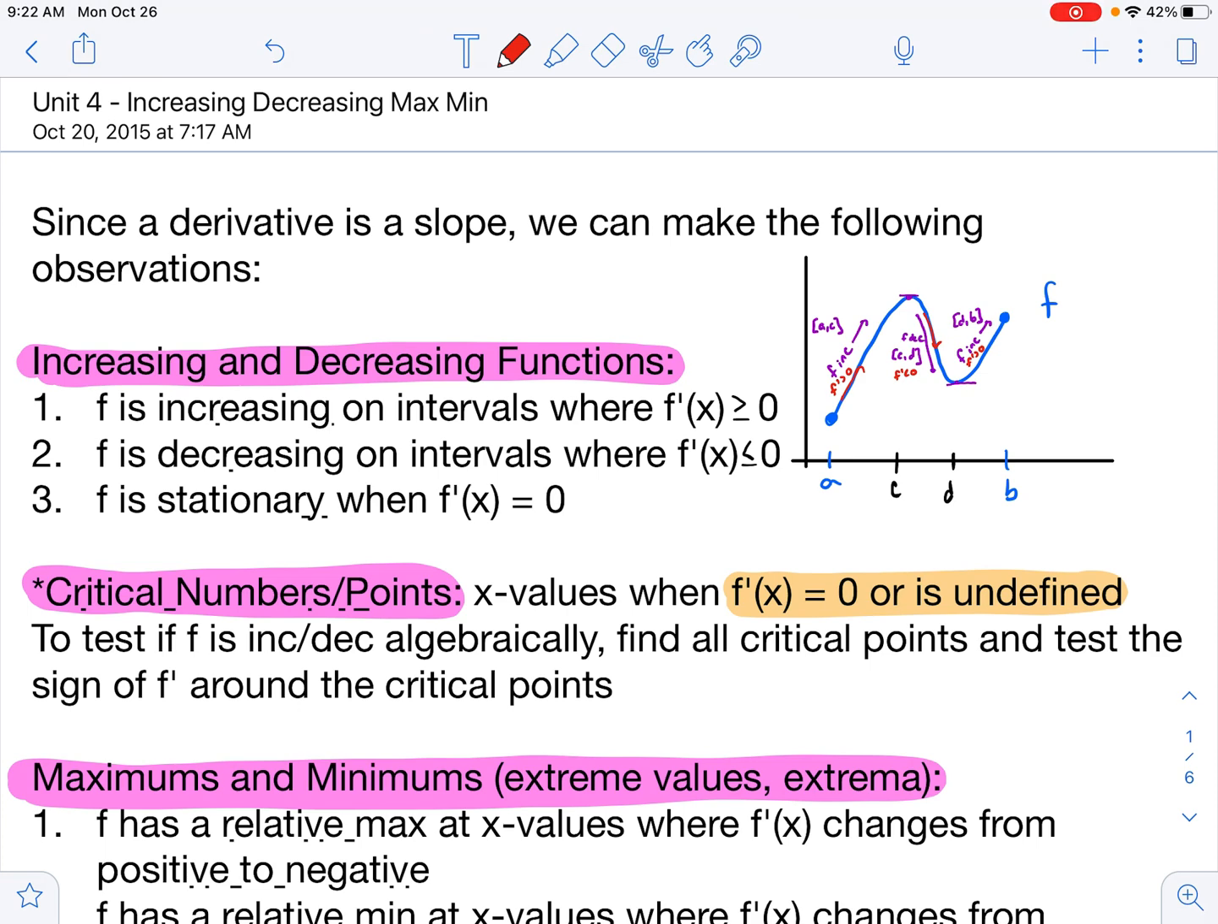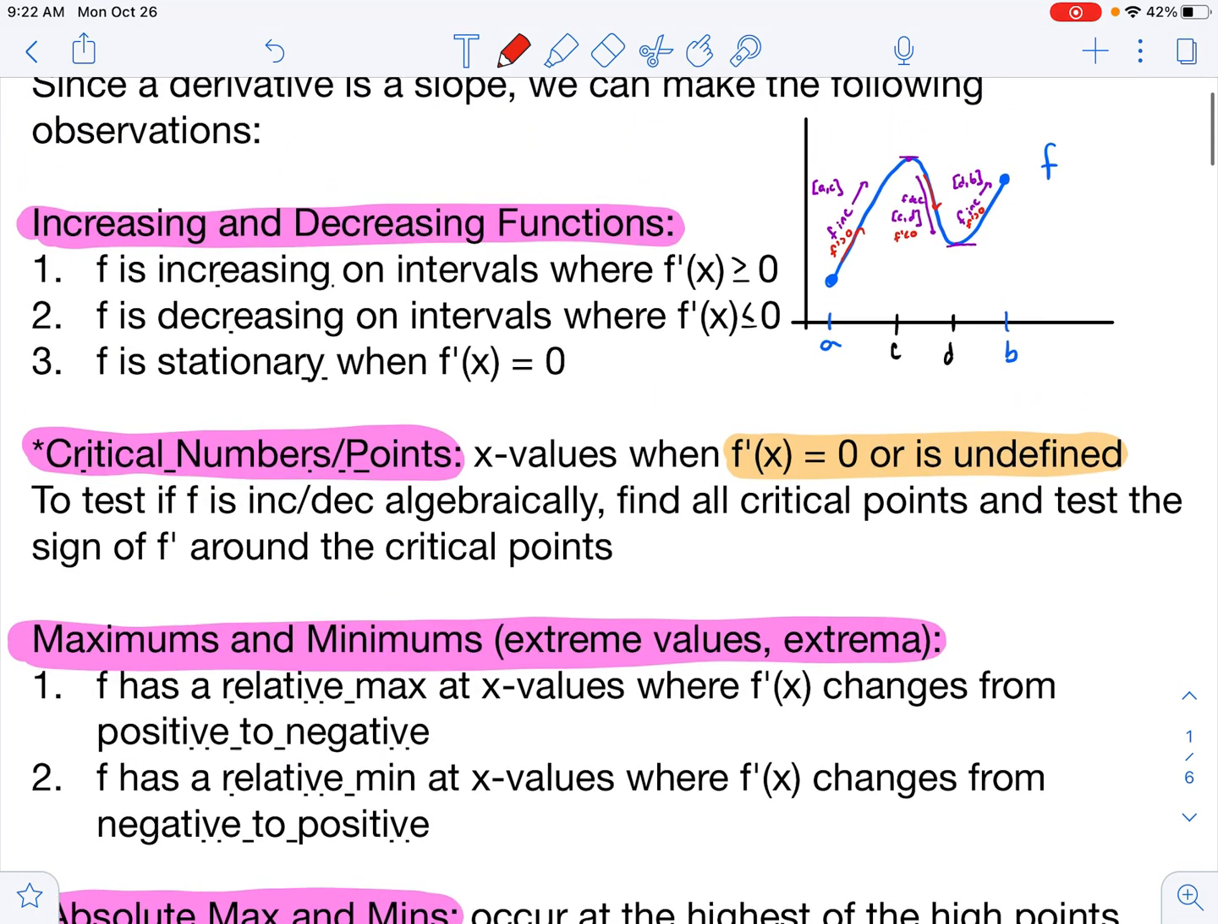To test if a function is increasing or decreasing algebraically, what we do is we look at the critical points. We find the critical points and we test the sign of the derivative around those critical points. So I'll show you in some examples coming up.